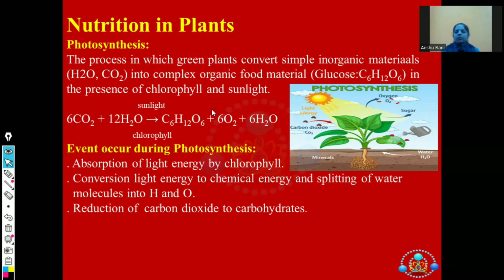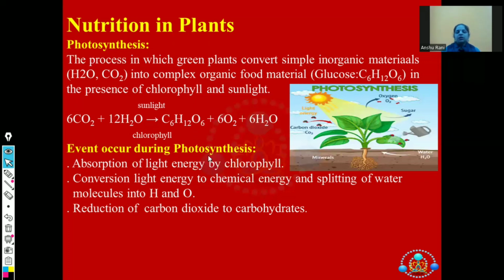Plants absorb carbon dioxide from the environment. Water they absorb through their roots. In the presence of sunlight, chlorophyll absorbs that sunlight and converts carbon dioxide and water to glucose, and oxygen is liberated in this process, which we use in our respiration, and water molecules are lost by plants in the form of water of transpiration.